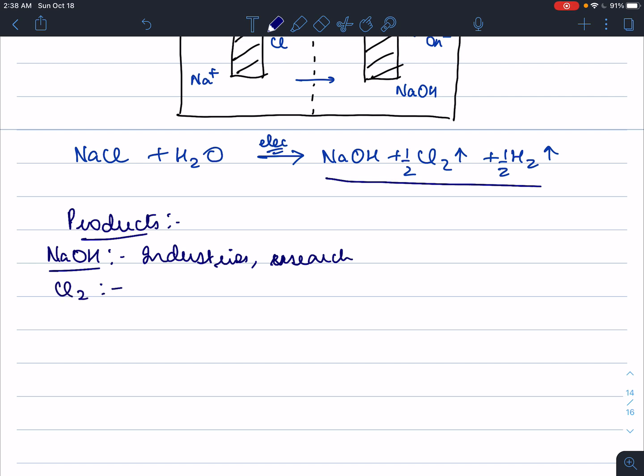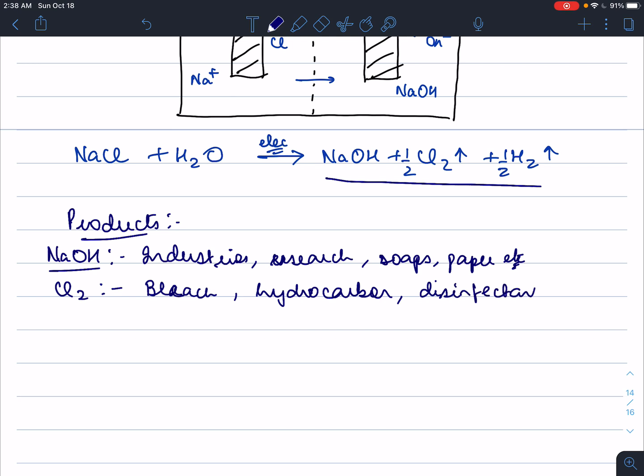Chlorine gas is used in the manufacture of bleach, in the manufacture of soaps, in paper, etc. It has hundreds of applications. It is used in various kinds of hydrocarbon industries. Plastic manufacture, for example, your PVC, all those things. It is used as disinfectant and so on. It's used in chlorinating swimming pools. There are hundreds of it. It is also used in research industries and all that.